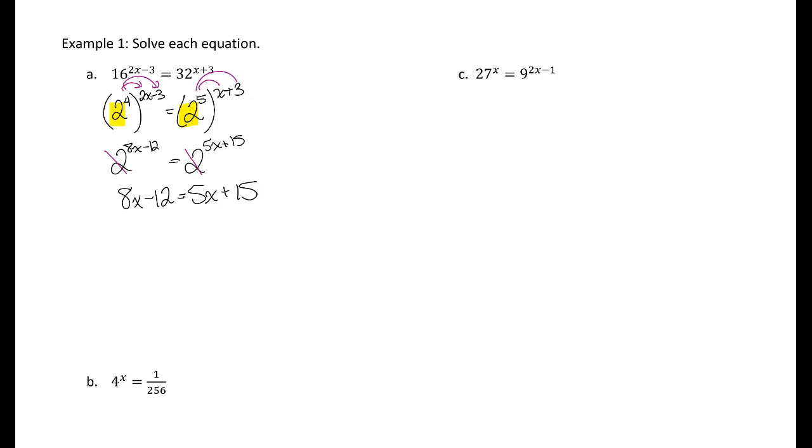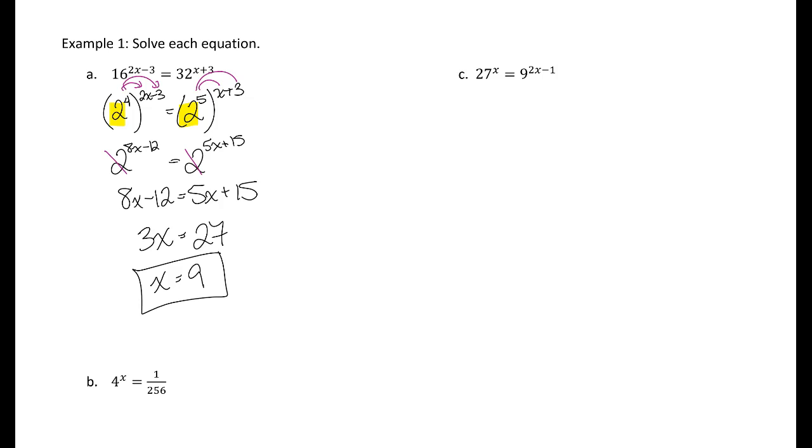Okay, and I'm going to just look at the exponents. From here, this is where the algebra comes in, collecting like terms, isolating your variable. I get 3x equals 27 and x equals 9. And then I'm done. Solve the equation.